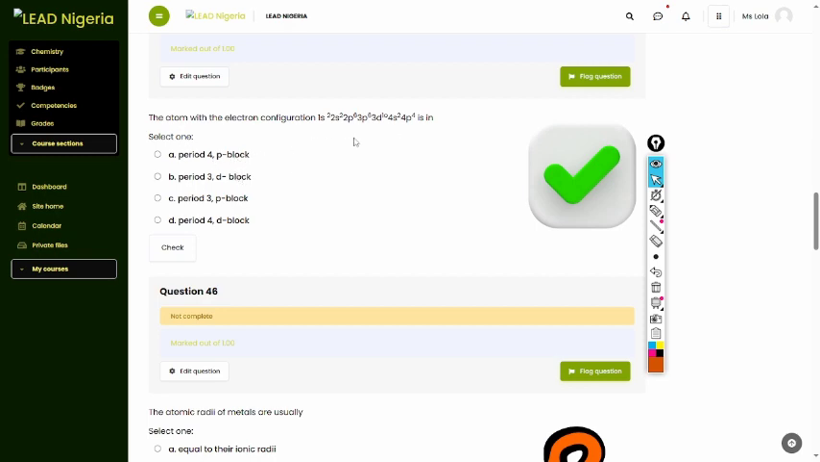Now, but what block does it belong to? The block refers to the subshell, the highest subshell we have here in the 4th shell. So the highest subshell where it stops is p. So it belongs to block P. So period 4, block P. So the answer is A.